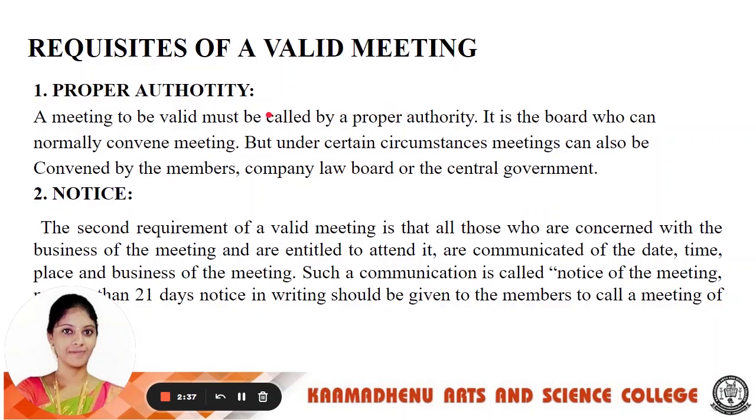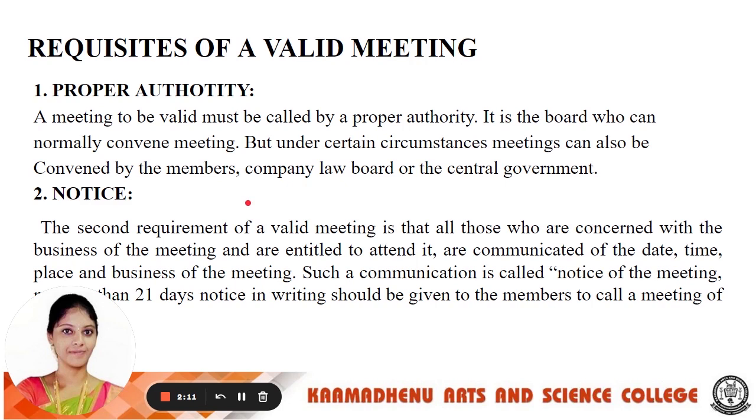The first one is the proper authority. The proper authority means a meeting, to be valid, must be called by a proper authority. It is the board who can normally convene a meeting. But under certain circumstances, a meeting can also be convened by the members, the Company Law Board or the Central Government. The next one is notice.